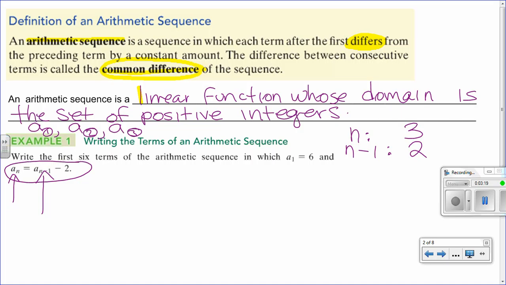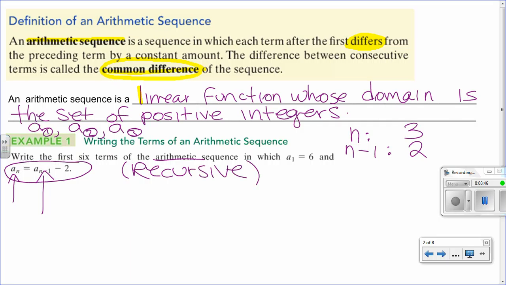Do you guys remember the name for those? It was on your notes. If you have them, you can look at them. It starts with an R. Yeah. Recursive, very good. So this one, we're going to say that it's not only arithmetic, but it's also recursive. Very good, Cecilia.